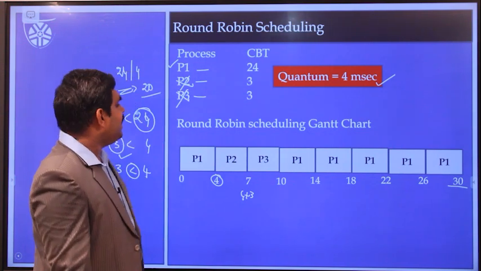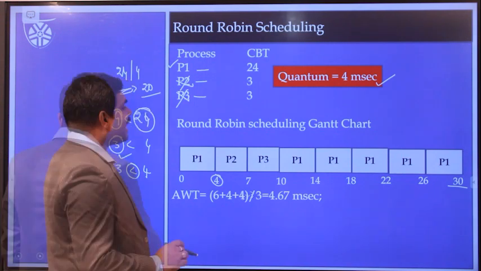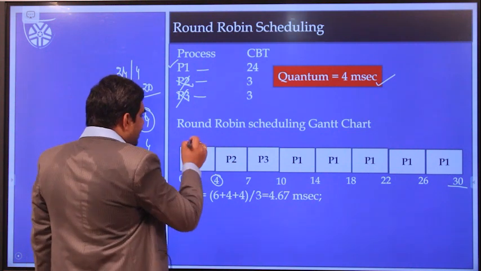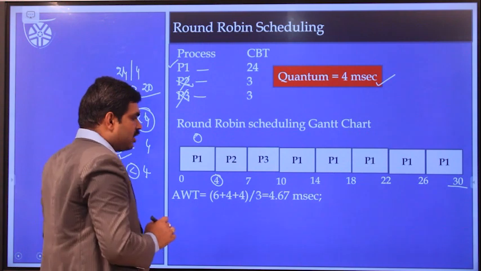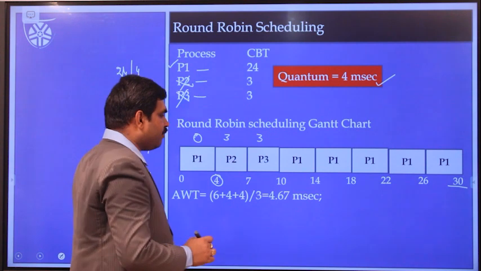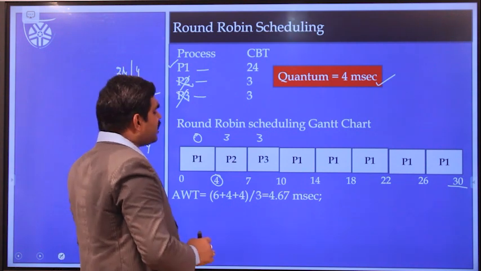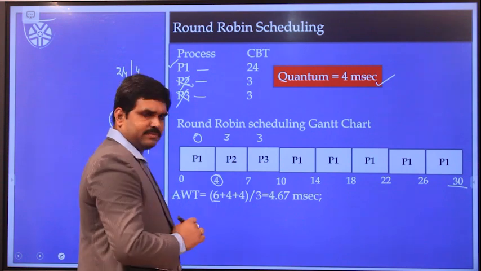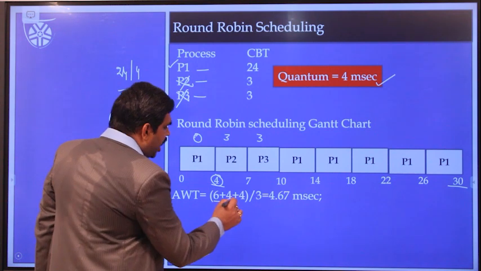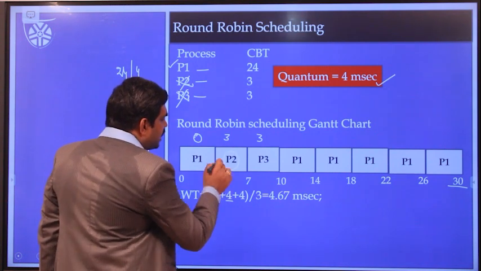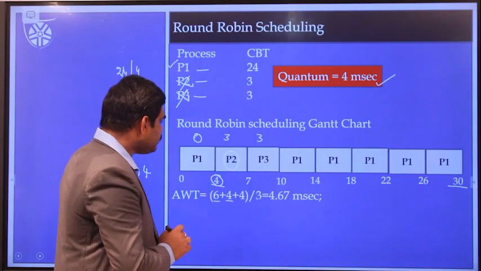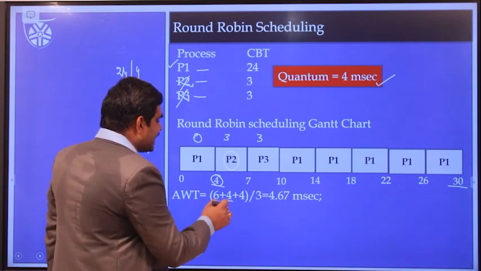Okay. Now, let us talk about the average waiting time. Guys, let us talk about the waiting time. What is the waiting time of the process P1? Here, is process P1 waiting? No. Its waiting time is 0 seconds. Here process P1 is waiting, right? 3 seconds. Here process P1 is waiting, right? So, what is the total waiting time of the process P1? 6 seconds. What about the process P2? P2 has waited up to 4 seconds. After 4 seconds, process P2 got the CPU. So, the waiting time of the process P2 is 4 seconds. What about process P3? P3 has waited up to 7 seconds.